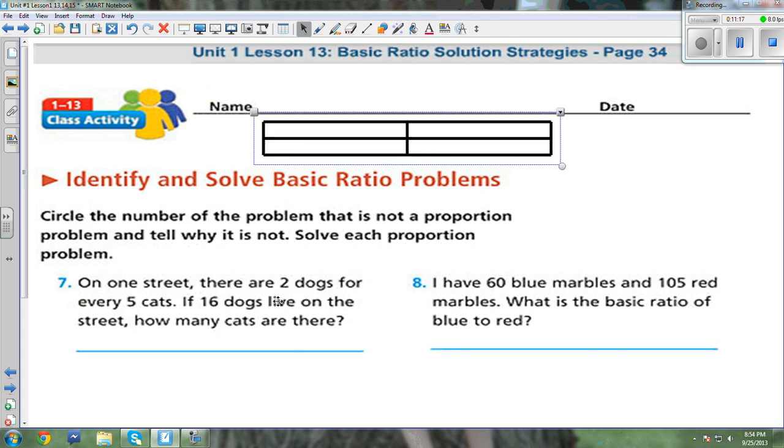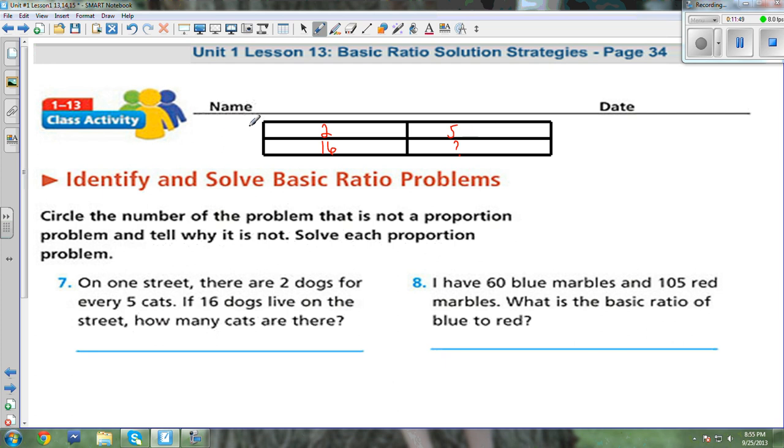All right, so let's plug it in. 2 dogs for every 5 cats. So 2, oops, sorry about that. Let's just erase. Try again. Pick a color. There you go. 2 to 5. 2 dogs, 5 cats. If you had 16 dogs, how many cats? Okay? Well, find a factor that will go into 2 and 5.